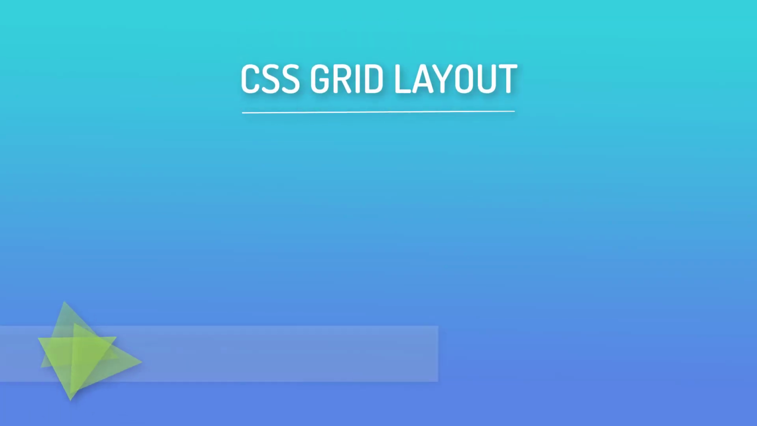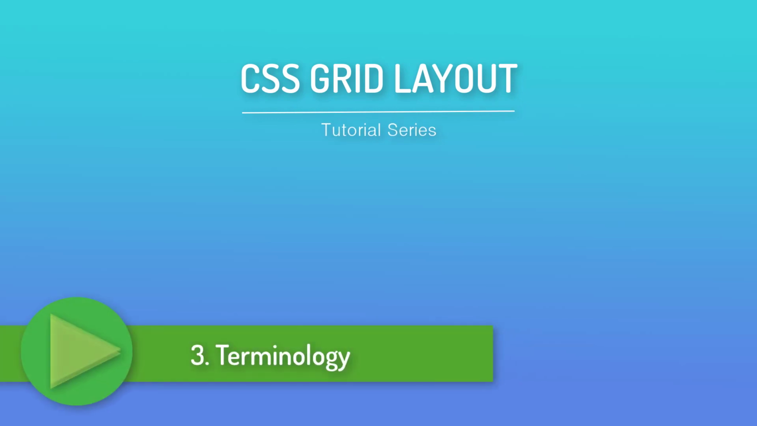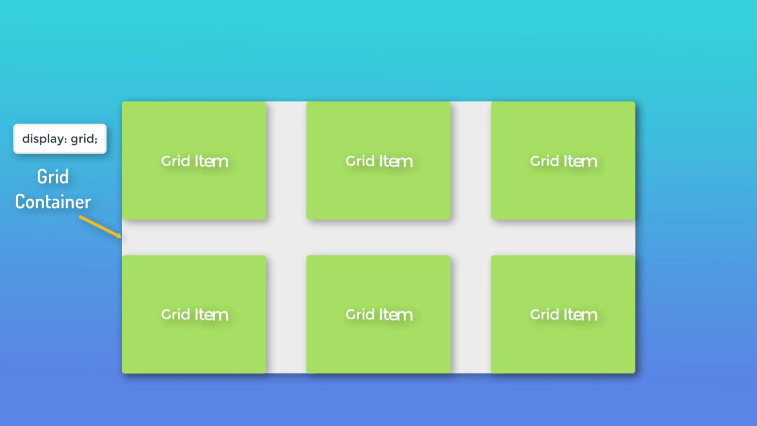Let's dive into CSS Grid layout terminology for a better understanding of CSS Grid layout. As you can see on your screen, this whole box which contains small boxes is called the grid container, just like we have a flex container in flexbox. To use this container as a grid container, we need to set the display property to grid. After that, these small boxes inside the grid container are called grid items.